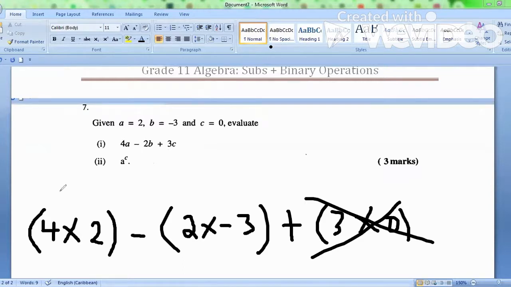Okay, so 4 2s is 8. These two negatives here, we're multiplying, not true? Those two negatives will give us a positive. And 2 3s is 6. So the answer is 14.